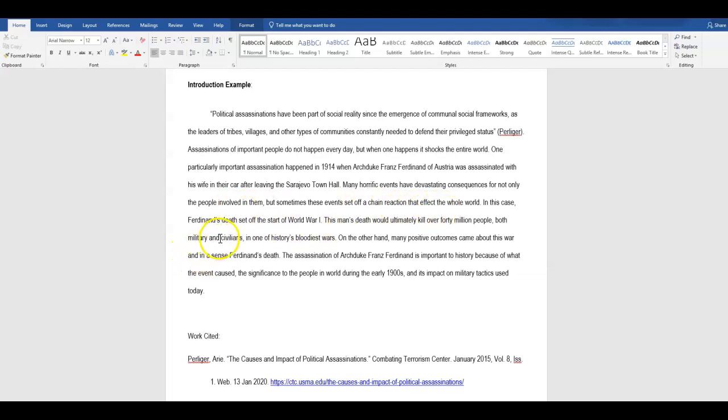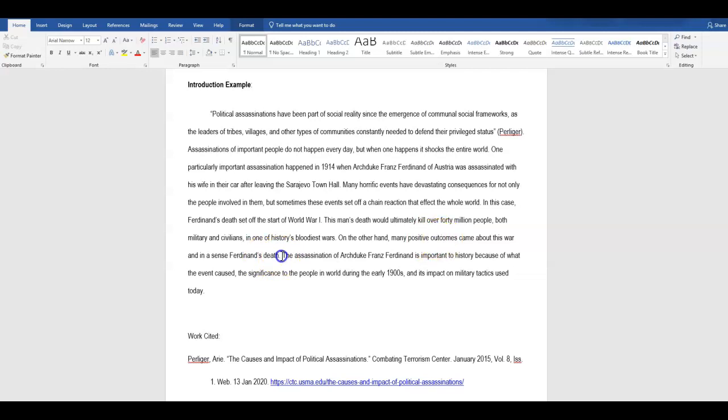In this case, Ferdinand's death set off the start of World War I. This man's death would ultimately kill over 40 million people, both military and civilians, in one of history's bloodiest wars. On the other hand, many positive outcomes came about this war, and in a sense, Ferdinand's death.